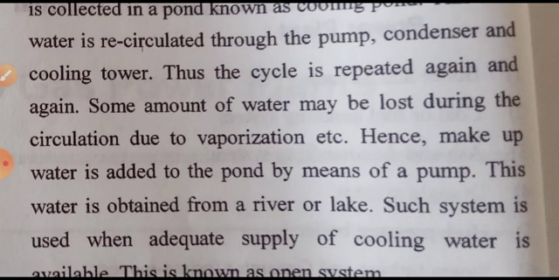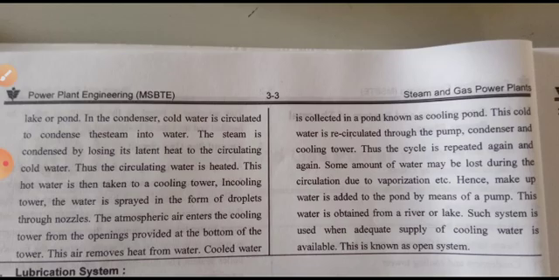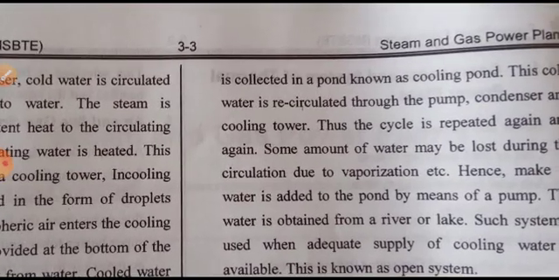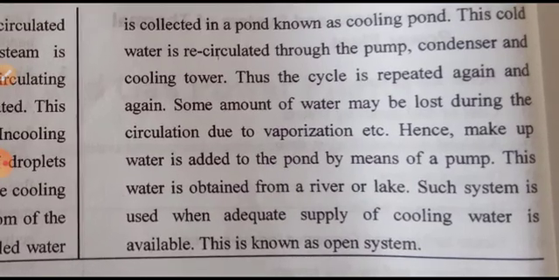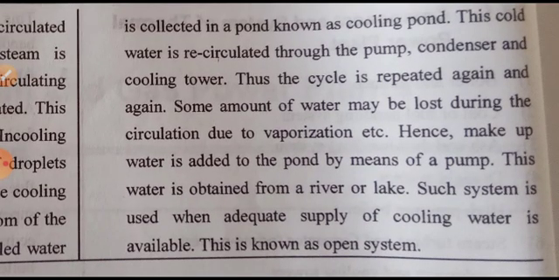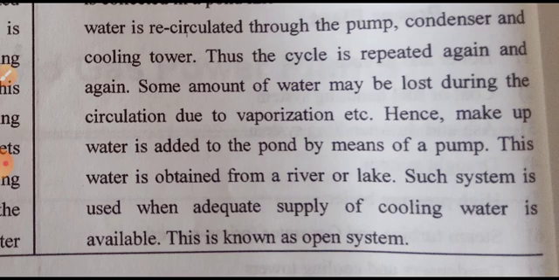During circulation, some water may be lost due to vaporization. Hence, makeup water is added to the pond by means of a pump. This water is obtained from a river or lake. Such a system is used when an adequate supply of water is available. This is known as an open system.